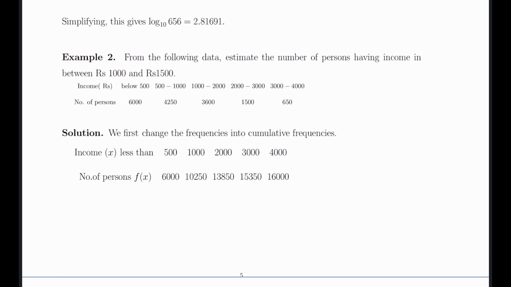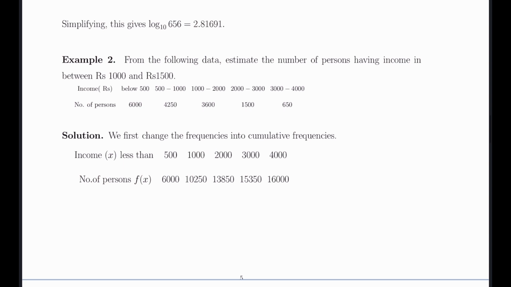The second example is this. From the following given data, estimate the number of persons having income between rupees 1000 and 1500. Here we have income given and number of persons given. So income is your argument, this is x, and this is fx. So this is your entry.